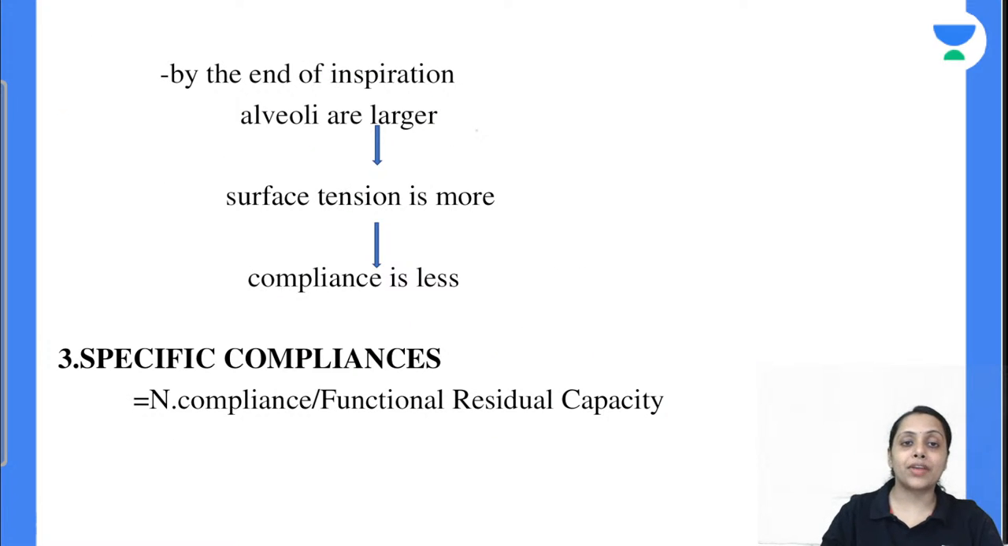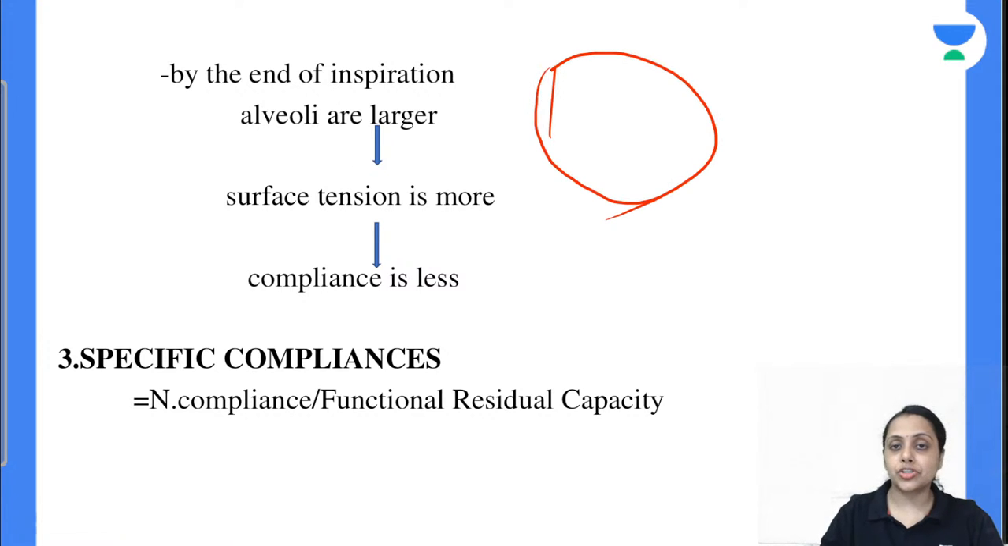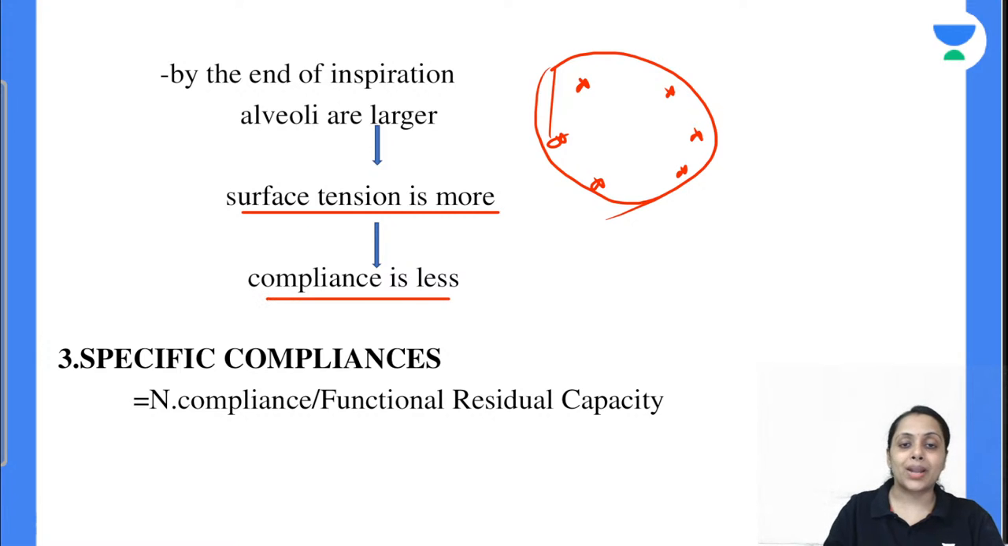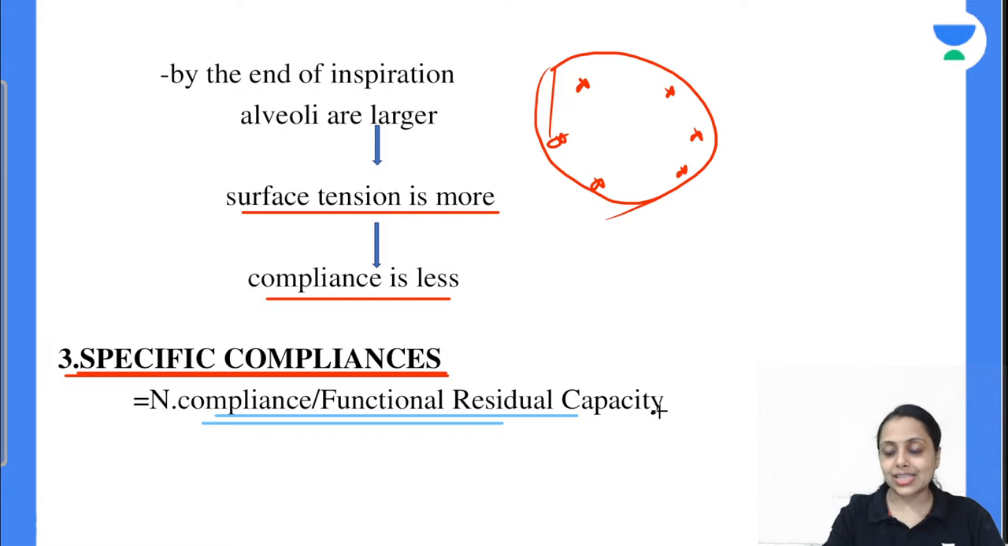Now let's talk about the end of inspiration. What happens? Our alveoli become large, so in a larger area the surfactant will be distributed, so the concentration of surfactant reduces, so surface tension is not reduced much here. So overall surface tension here will be more, so compliance is less. So at the start of inspiration compliance is more, at the end of inspiration compliance is less. So compliance is changing. So it is a dynamic compliance. Next is the specific compliance. It is the derived one. Normal compliance divided by FRC is our specific compliance. Is this clear with everybody?